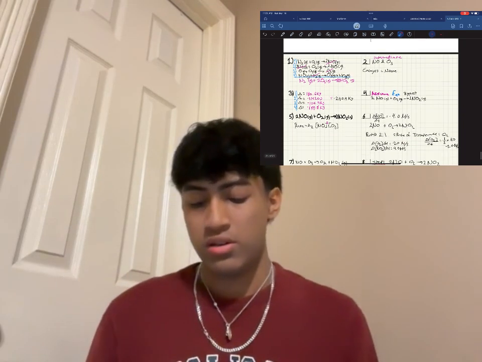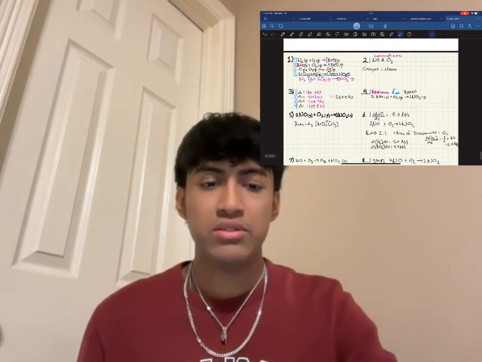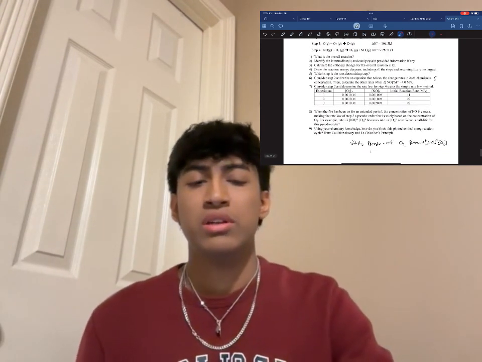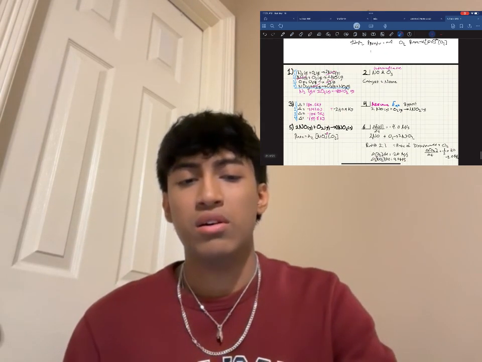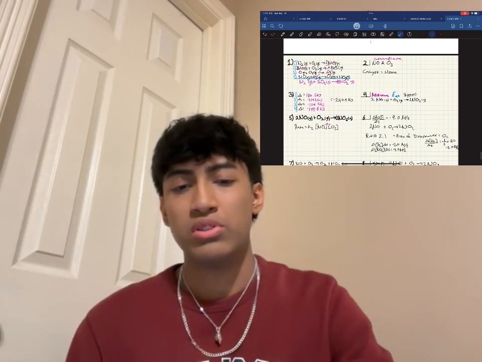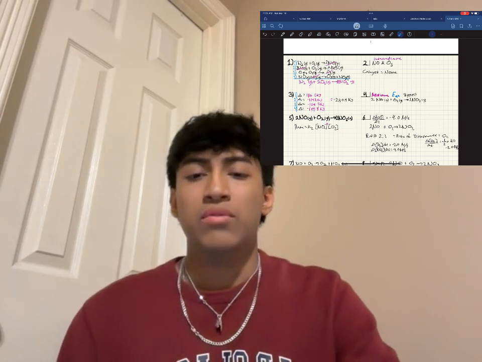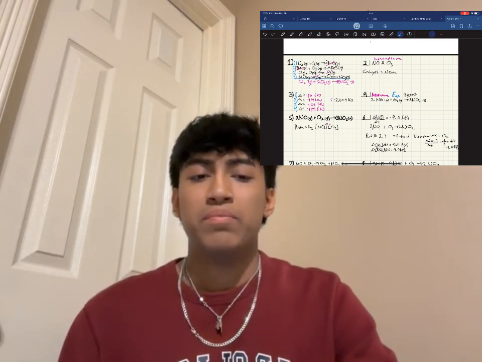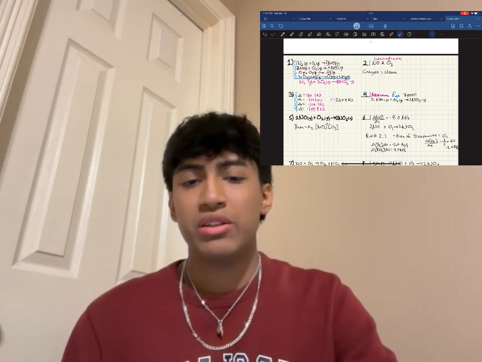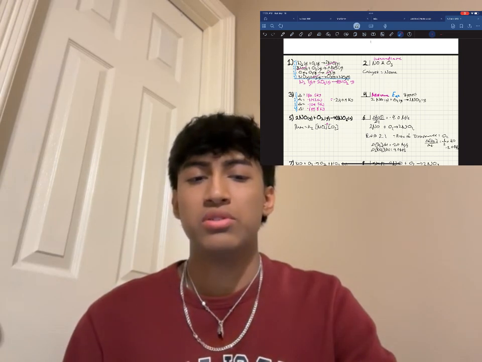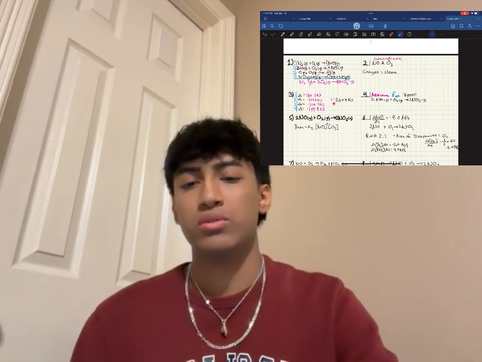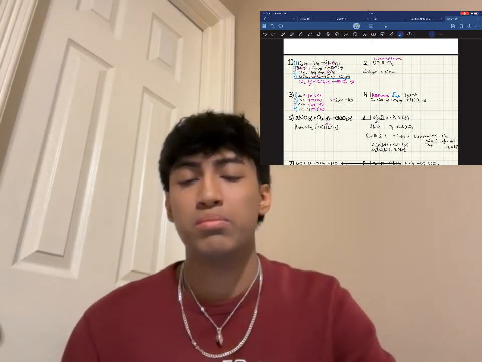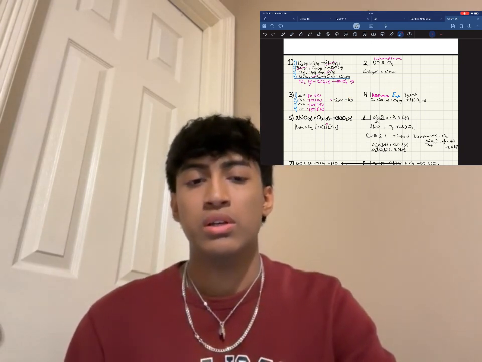Then on number 3, it's just asking us what the enthalpy change is. So to get this, it's fairly easy. It's just getting all of the enthalpy changes for all four sets of equations that we got, and we just added them together. And then we would get the final number, which is negative 240.9 kilojoules.